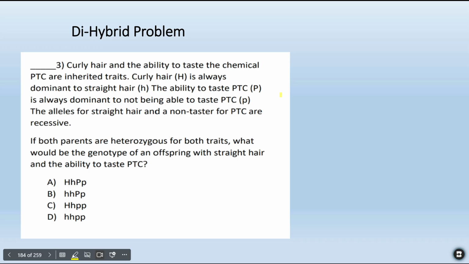And our final slide of today, this is a dihybrid problem. Dihybrid problems occur when we are talking about two traits at the same time. So what are the odds that someone can inherit two traits at the same time?